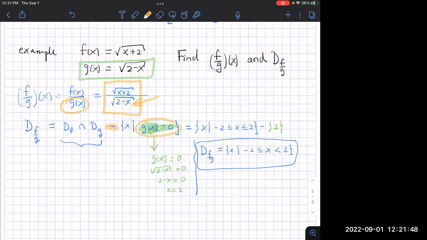So take away when g is 0. So that means g cannot be 0. So then you say, okay, when is g 0? Well, g is the square root of 2 minus x. When is the square root of 2 minus x 0? You treat that as an equation, square both sides, so you get 2 minus x is 0, add an x on both sides, so x equals 2. And you can also see it from the expression, but it's good to do it algebraically because sometimes the denominator is a little more involved.